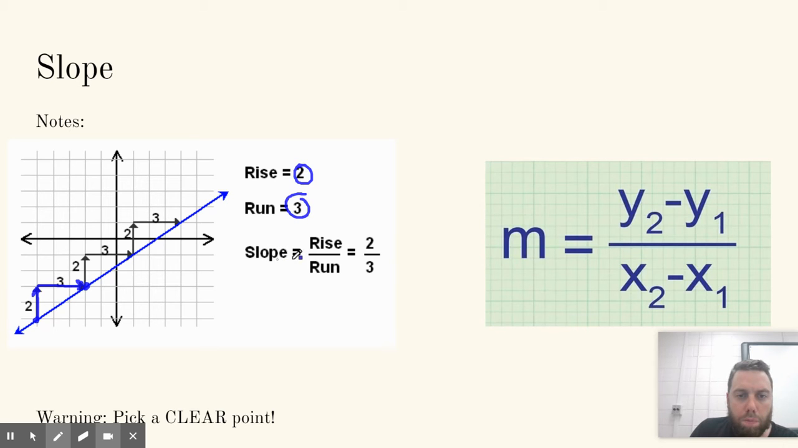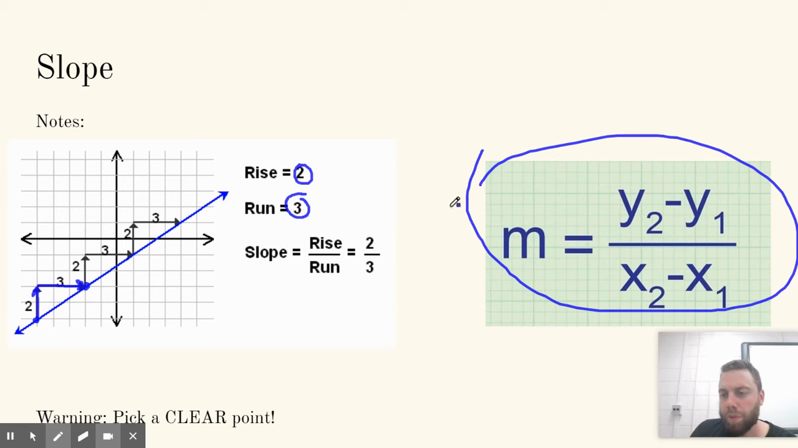Okay? And slope is rise divided by run. Rise over run. 2 over 3 in this specific situation. Okay? Now, we can also use this equation over here if we have the coordinates as opposed to just the graph. Okay.